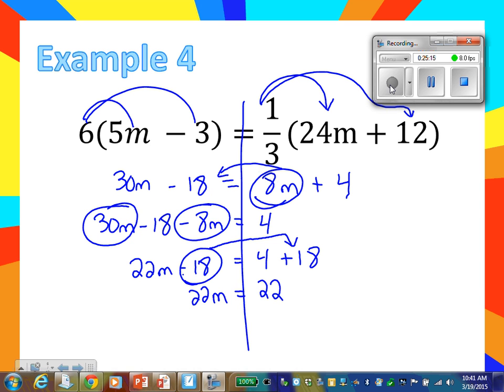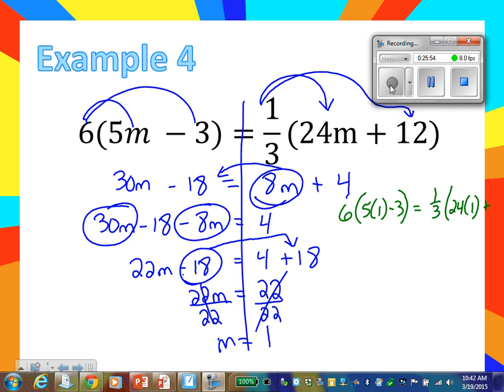What's with the m? Timesing by 22. So to get rid of it, we will divide by 22. And everybody says, these cancel, so you just got nothing. Well, you got something. 1. 22 divided by 22 is equal to 1. Okay? And then I had some people say, I got the answer, Miss Corns, I don't know how to check it. So just to make sure, we're going to put the 1 there, and we're going to put the 1 here. So check this out. 6 times (5 times 1 minus 3) equals 1/3 times (24 times 1 plus 12).